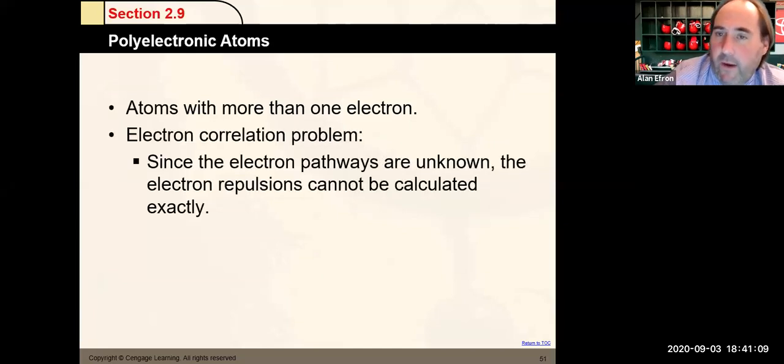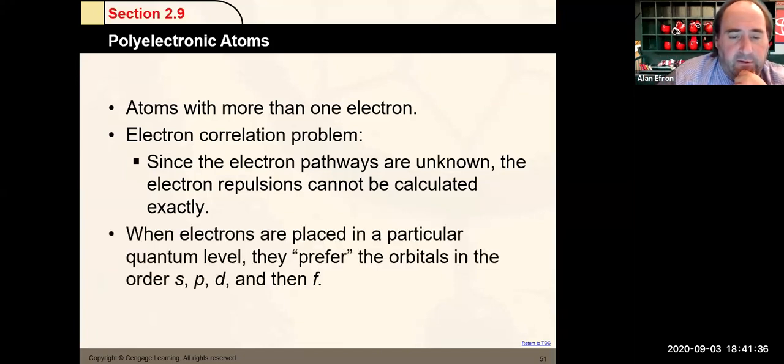So atoms with more than one electron have a correlation problem, in that the electrons' pathways are really unknown. And obviously electrons, which are negatively charged, are not super happy when other electrons get near them, because negative and negative really don't want to be near each other. They are able to live with each other, but they don't really want to be very close to each other. So when electrons are placed in a particular quantum level, they prefer the order we've seen: S, P, D, and F, in terms of how the electrons go into the atom and where they're placed.